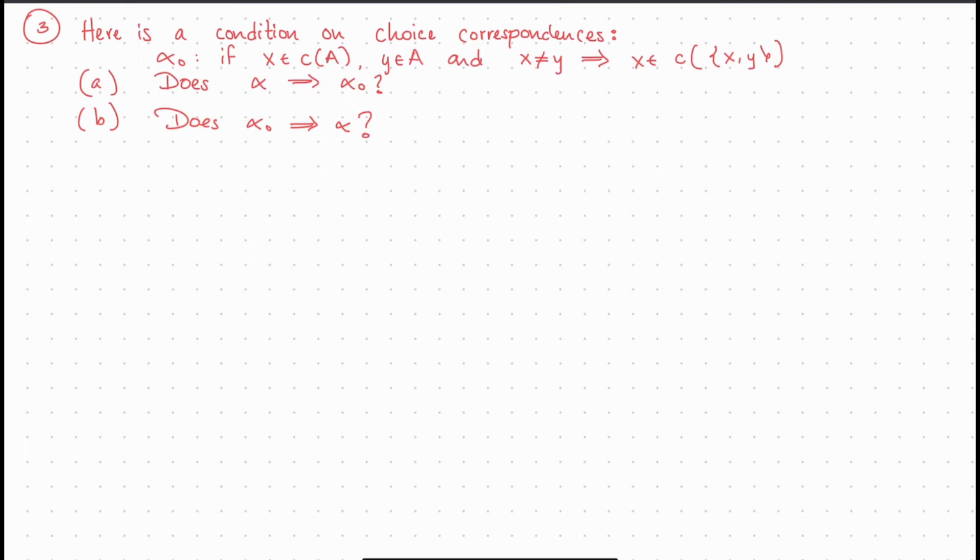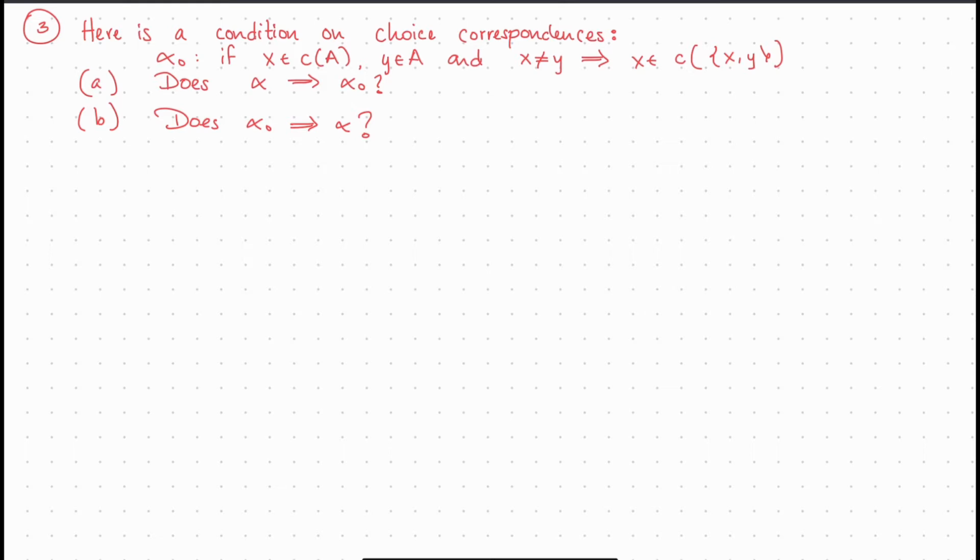Here's a condition on choice correspondences called alpha 0. If x is in the choice correspondence and y is in the alternative set, and x is different to y, then x is in the choice correspondence defined by the set xy. Does alpha imply alpha 0?